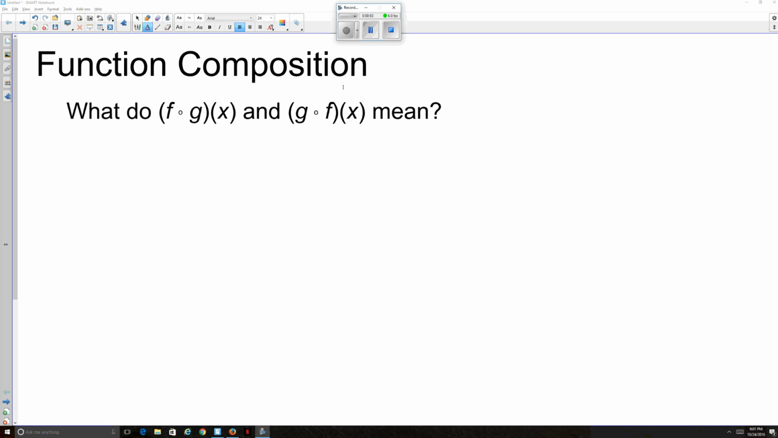Hi guys, welcome. We're going to talk today about function composition. This hopefully is something familiar to you. A couple things we're going to look at today: what f circle g of x, and g circle f of x mean. We're going to look at that notation, and we're going to look at a couple examples using function composition.